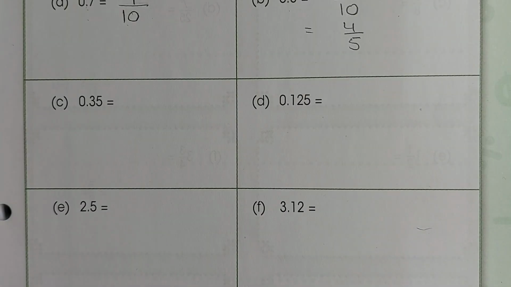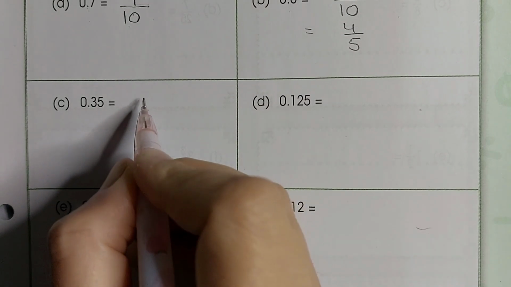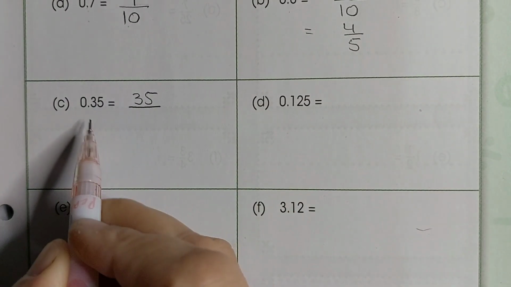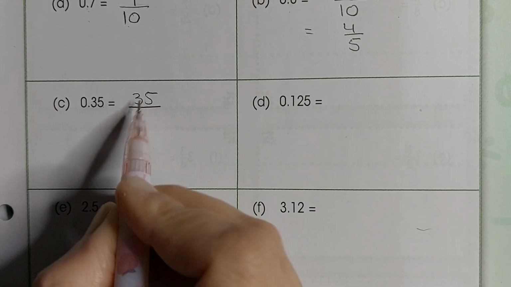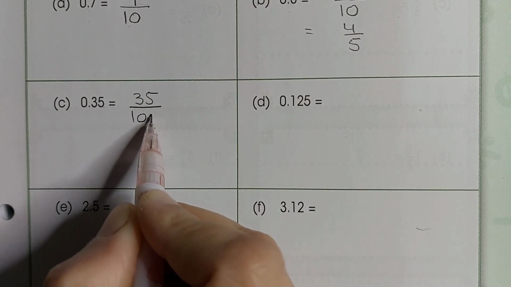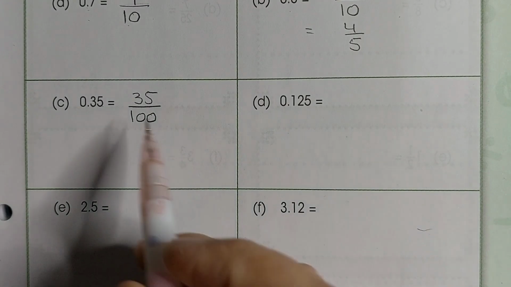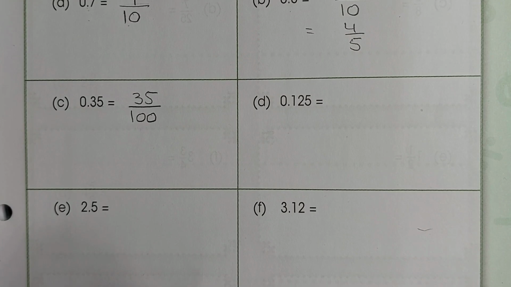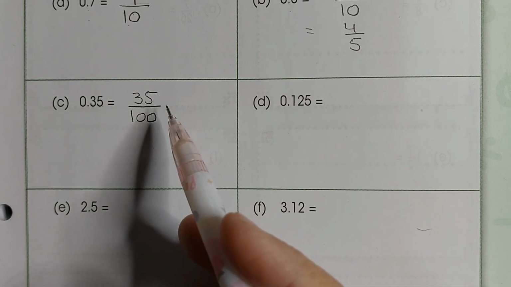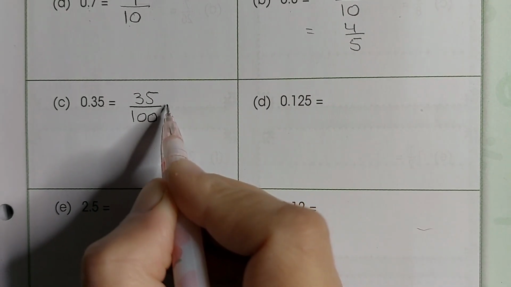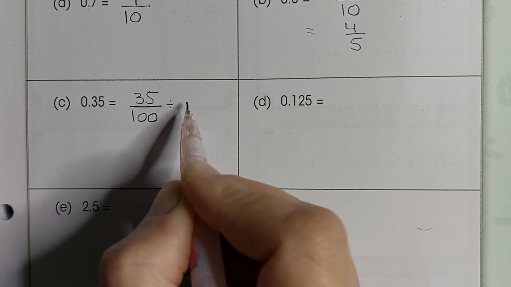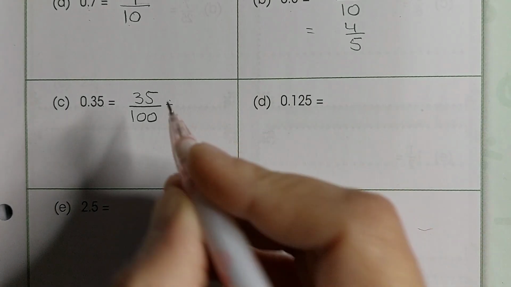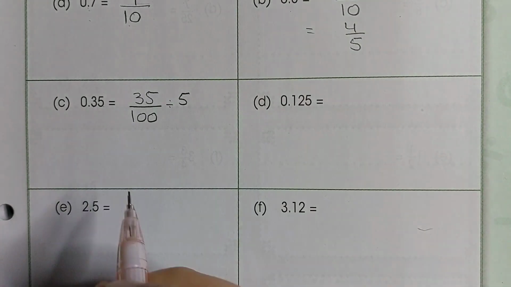Now part C is 0.35. First of all we have to change it into a fraction. It will become 35 upon what? How many digits after the decimal? 1, 2. So we have to put 2 zeros. It will become 100. So we have to check 35 and 100. Are both divisible by any common number? Yes, both are divisible by 5. As we know the divisibility rule for 5, any number that ends with 5 or 0 is divisible by 5. So we will divide both the numbers by 5.